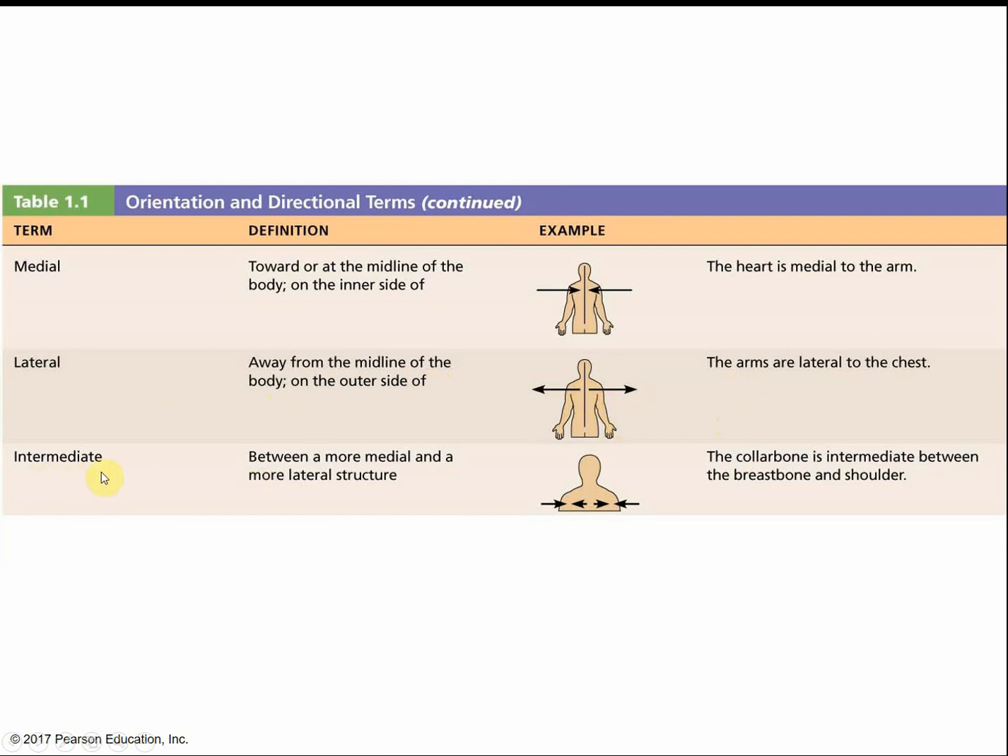Intermediate, we don't really use this one that much, but it's just intermediate between medial and lateral. So it's between a more medial and a more lateral structure. So we could say the collarbone is intermediate between the breastbone and the shoulder. So it's kind of in between those two.